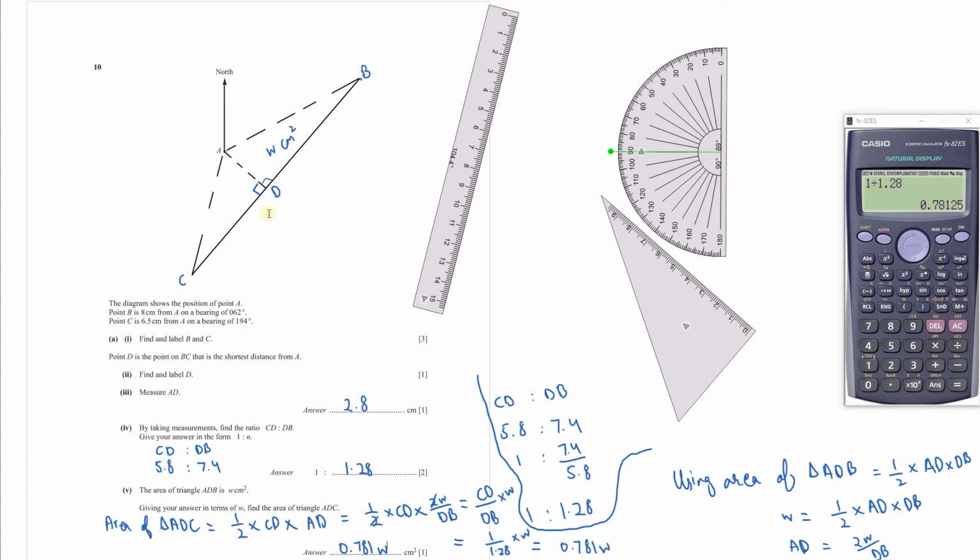Or another method could be that you can calculate the area of this triangle ACB using 1 by 2 into base will be BC and height will be AD. You can measure them. And once you have the area of this full triangle, you can minus this W centimeter square, which is this area of ADB. And then the remaining answer will be the area of this triangle ADC. So that's another method that you can use to calculate this area in terms of W.